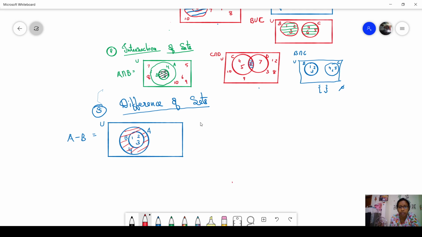So when we take C minus D, C difference D. So in this one, again we are drawing U. So all the places, please write what are the remaining numbers 5, 6, 7 and 8.